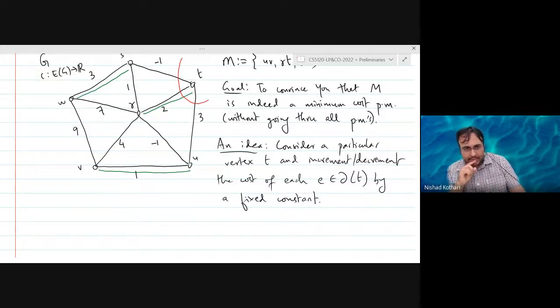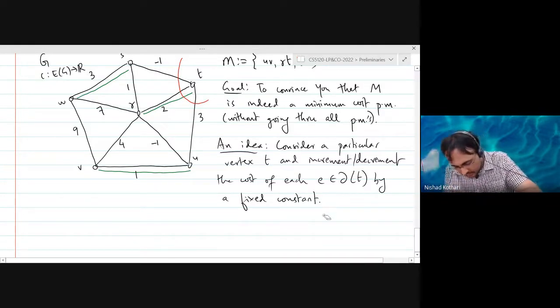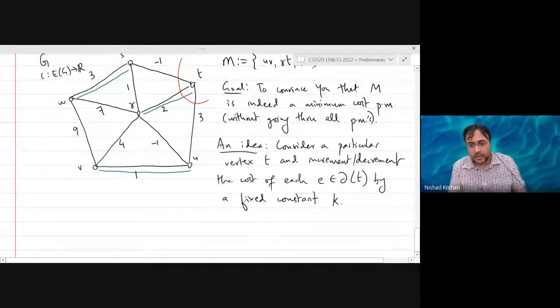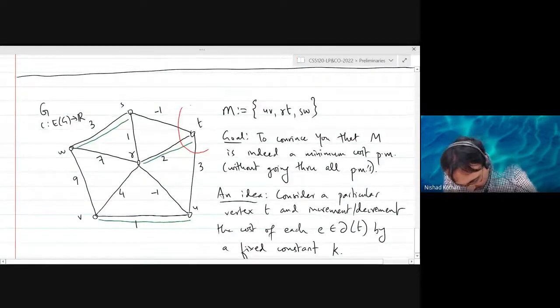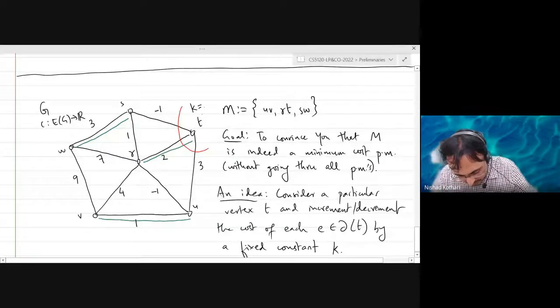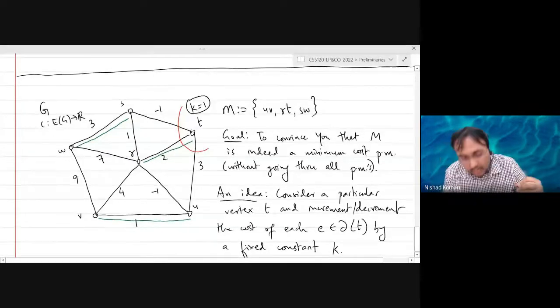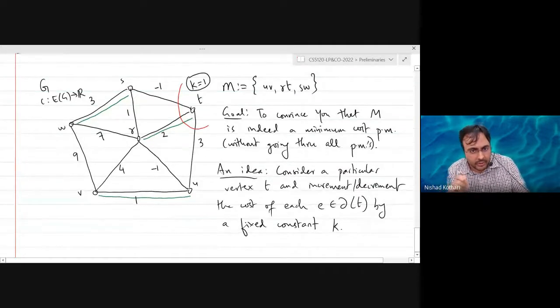What will happen in this case? Can someone tell me what will happen to the cost of each perfect matching? Supposing my constant is K, why not? Supposing I decrease everything by K, right? So let's say I put K equal to 1 and my new costs are going to be, I'm going to take the original cost and decrease all of them by K.